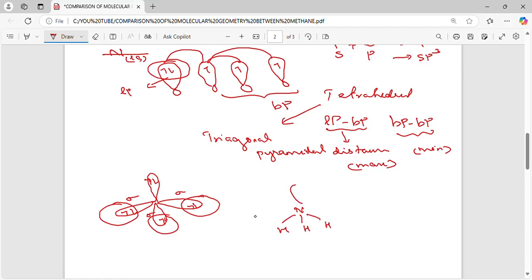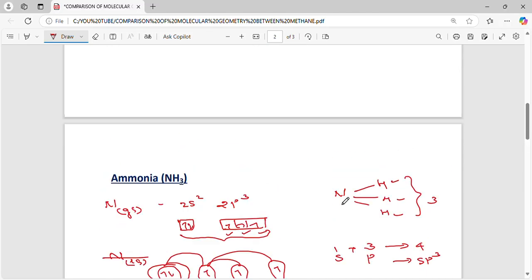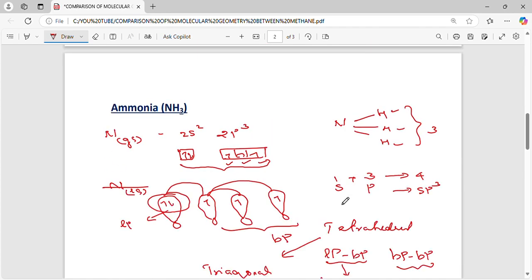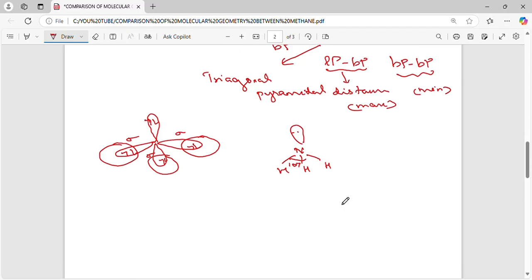So this is how the molecular geometry looks, which is called trigonal pyramidal geometry with the bond angle 107 degrees. So the difference between CH4 and NH3 is that there is a difference in the molecular geometry because of the presence of 1 lone pair in NH3. But the hybridization is the same. In both cases it is sp3 only. But here 1 lone pair is also there, so the geometry becomes trigonal pyramidal.